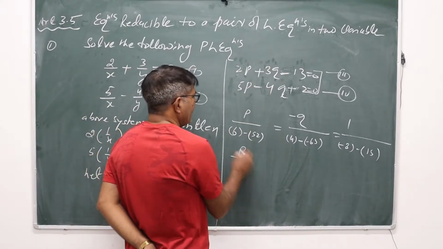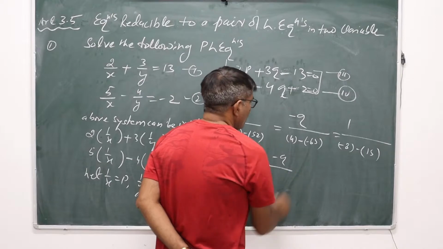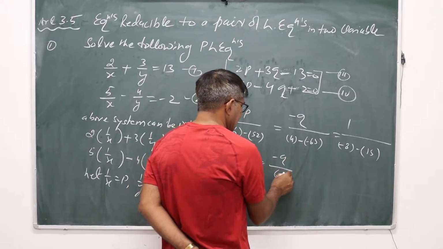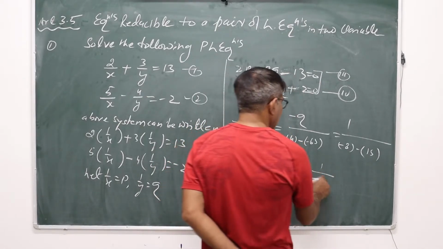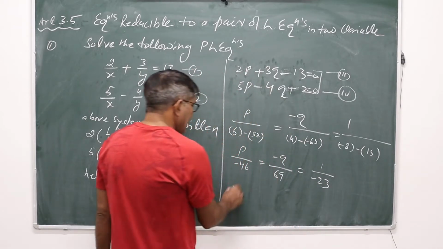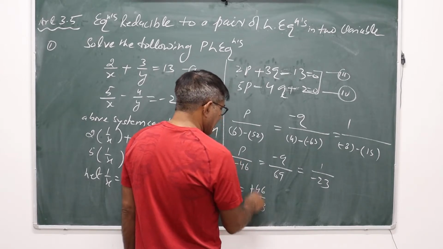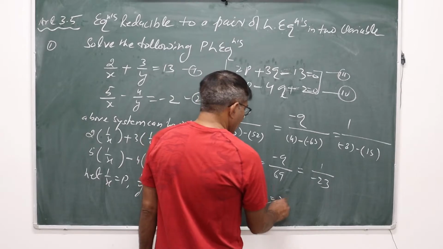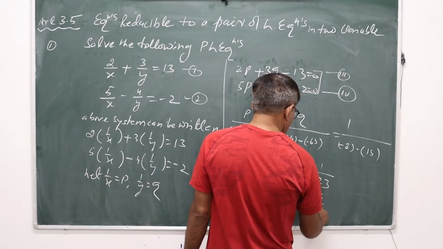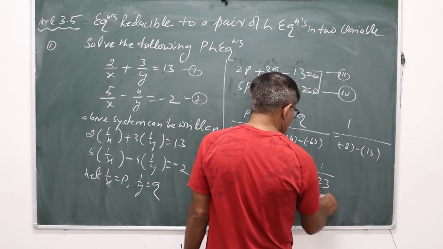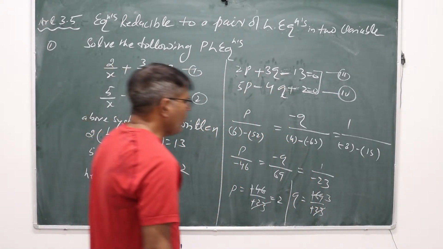So p upon 6 minus 52, ये हो जाएगा आपका minus of 46, minus q upon 4 plus 65 that is 69, and this will be equal to 1 upon minus of 23. So p will be, first को last से compare करेंगे, p बराबर minus 46 upon minus 23, minus minus plus, 23 2 जा 46, and q will be equal to minus of 69 upon minus 23, minus minus plus, 23 3 जा 69. तो p की वैल्यू आई आपकी 2 and q की वैल्यू आई 3.